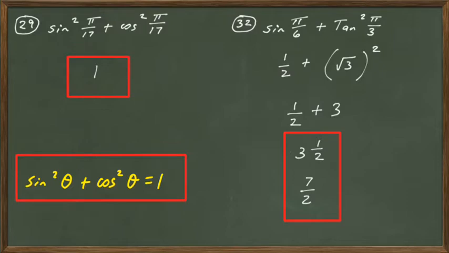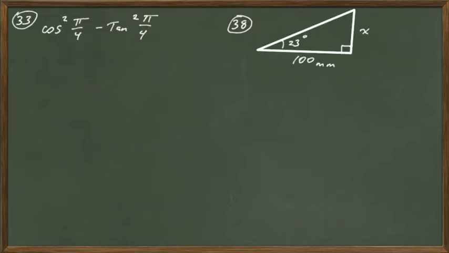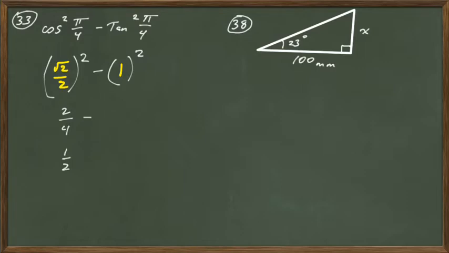So you're finding values in 32 and I believe 33. You'd have to use your trig table to find some of these values. Cosine of pi over 4 is radical 2 over 2. Tangent of pi over 4 I think is 1. And you have cosine squared minus the tangent squared. Square the top, square the bottom, that's really 1/2. Minus 1, 1/2 minus 2/2. The answer should be -1/2 for 33.